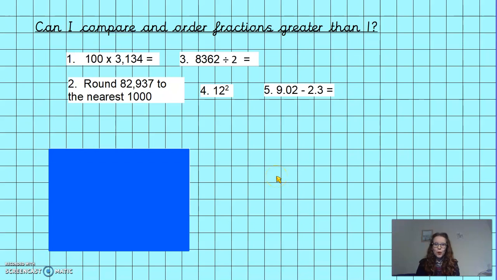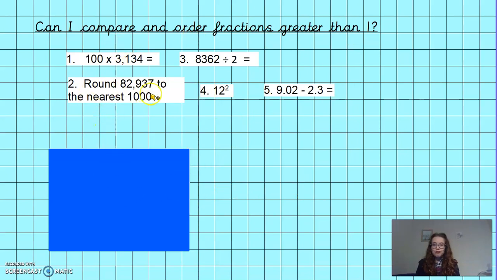Hello Year 5, welcome to Tuesday's math session where we are looking at can I compare and order fractions greater than 1? So yesterday you should have done comparing and ordering fractions less than 1 with Mrs. Elmore, and today we're going to hop over and do greater than 1. So pause me here, have a go at this starter today.